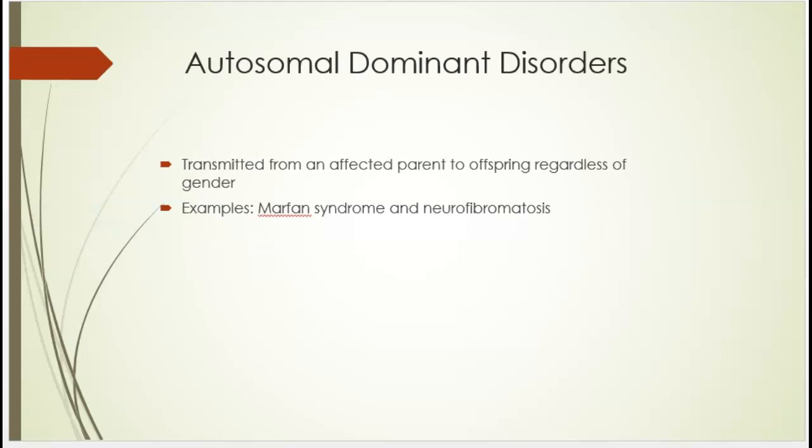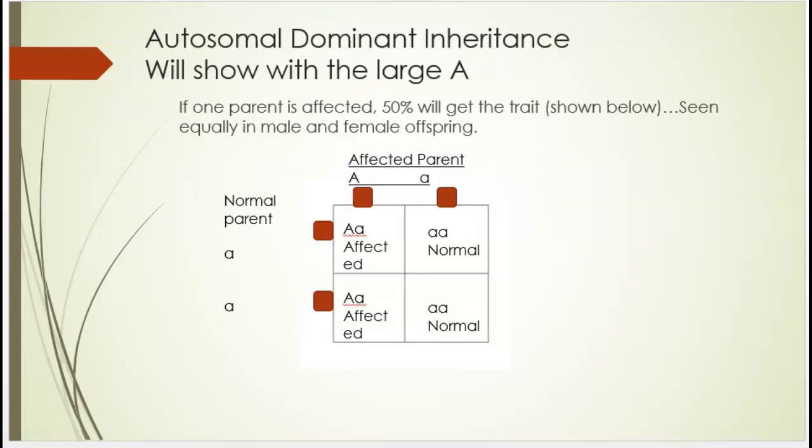Some autosomal dominant disorders that we're going to look at are Marfan's and neurofibromatosis. You may be a little familiar with those. These will be transmitted from an affected parent to the offspring. This has nothing to do with the sex genes themselves. So if we were to look at this on the Punnett square, you can see the affected parent is at the top. They have that dominant gene.